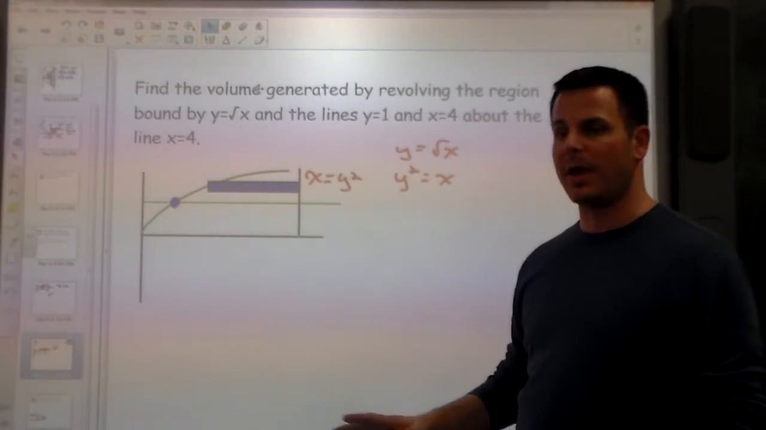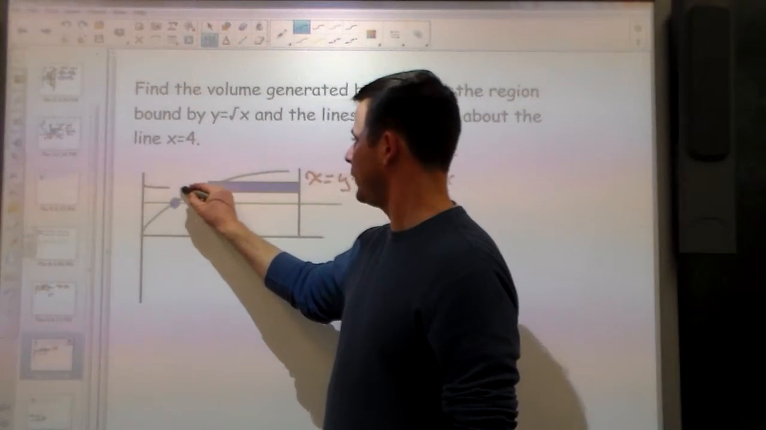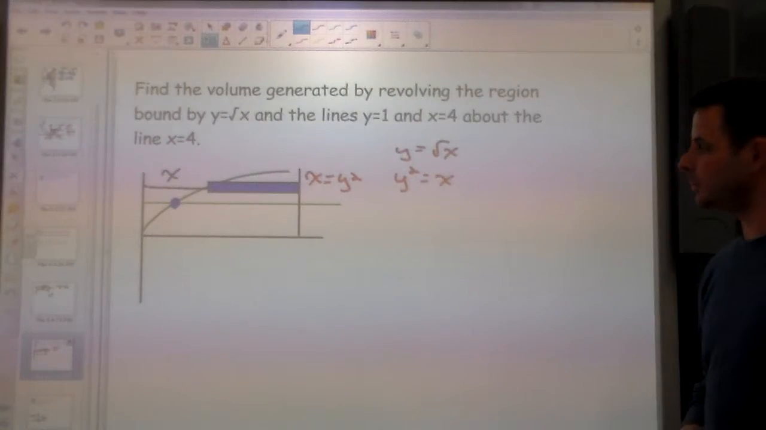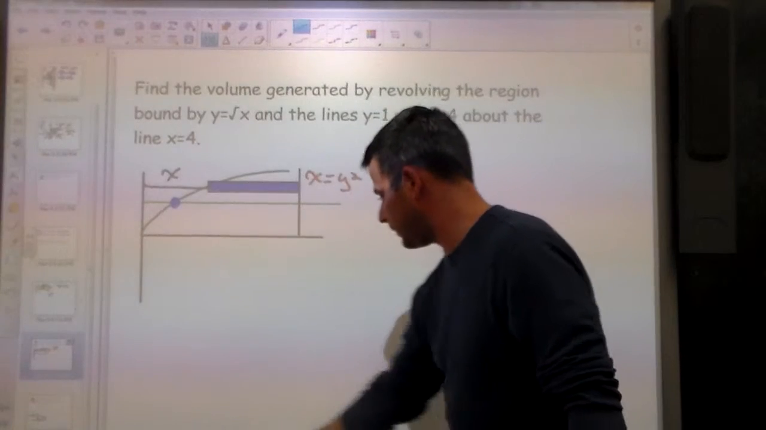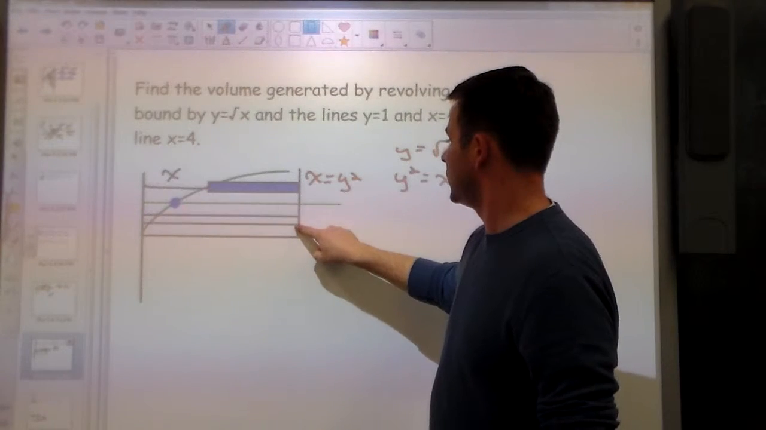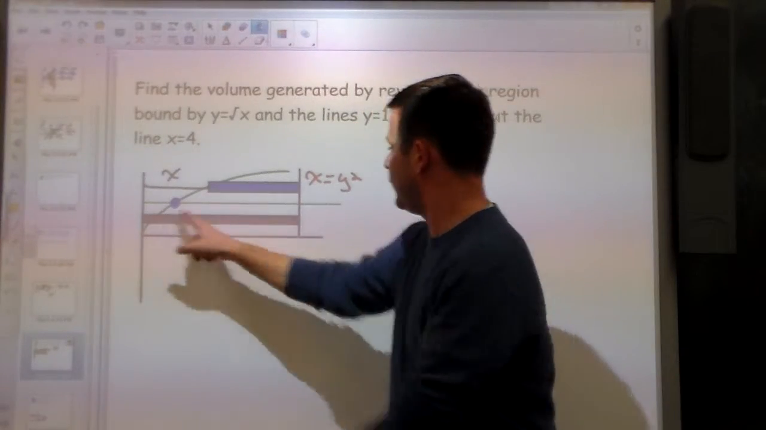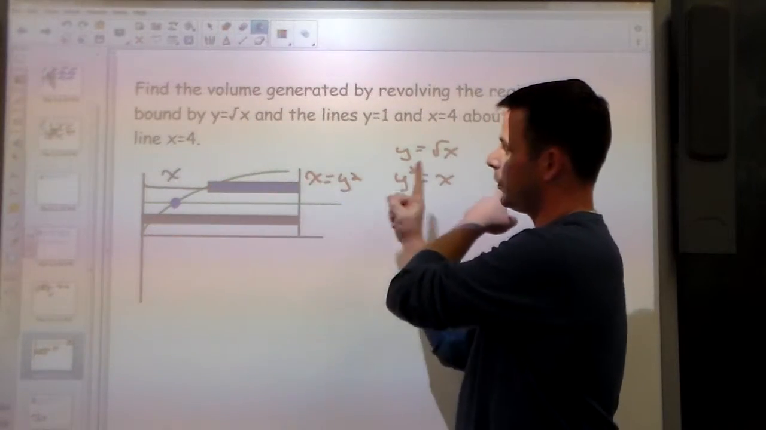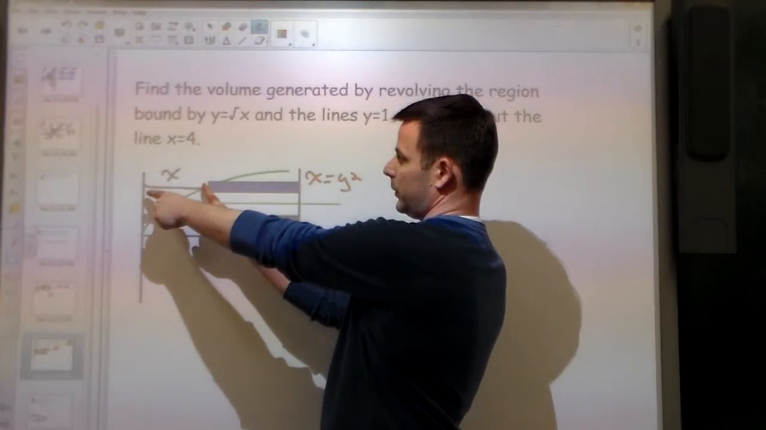Again, we only know how to measure from an axis. I know that this distance from the axis to the curve is x. What does x equal? y squared. This distance is 4. And how do I know that? Because this is the line x equals 4. So now that means the region that I'm looking to revolve will be 4 minus x.